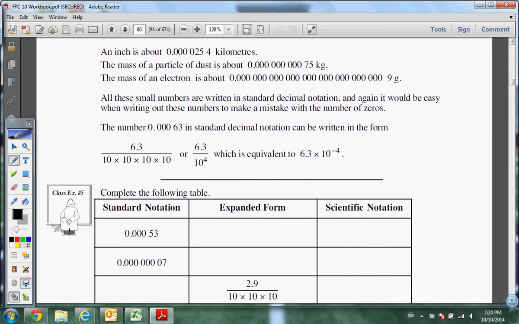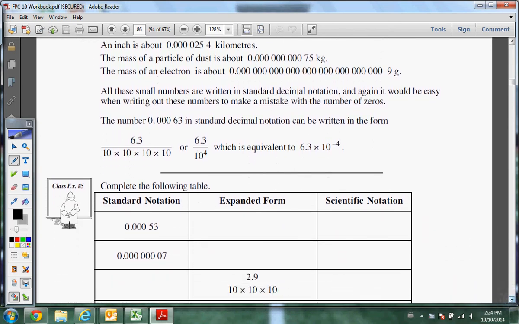Am I going too fast? Oh. Yeah, it's a lot. Oh, geez. Look what you started.